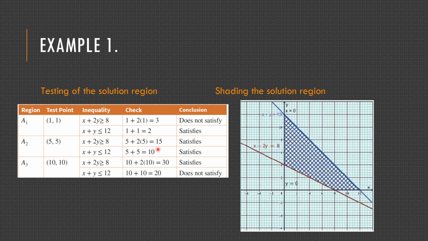And it means that we are getting 15 greater than or equal to 8, 10 less than or equal to 12, which satisfies both inequalities. So it means that space 2 is our solution. Look at space 3. We can take (10, 10), and it only satisfies the first one, it doesn't satisfy the second one. So our feasible solution will be this particular area which has been shaded.